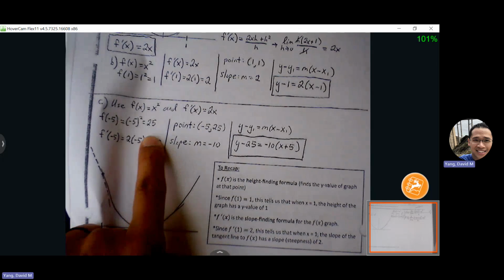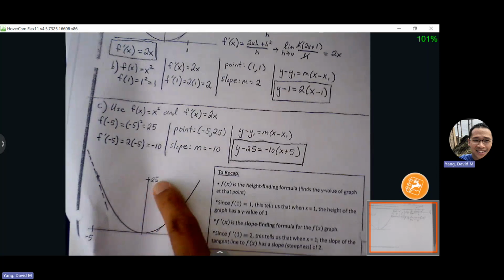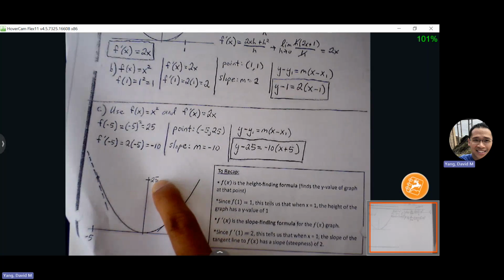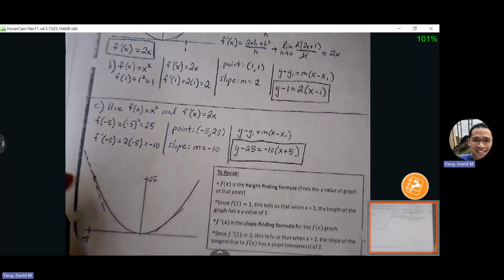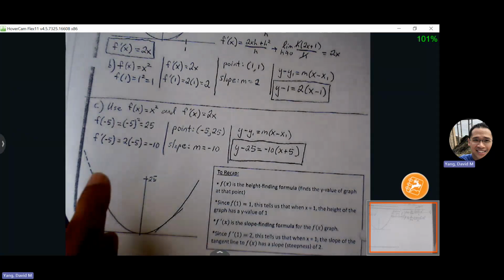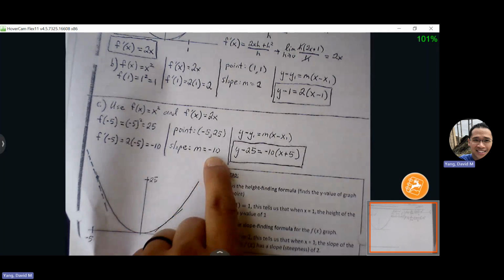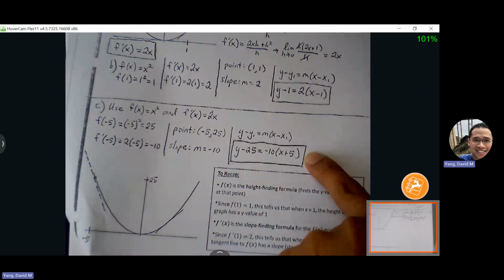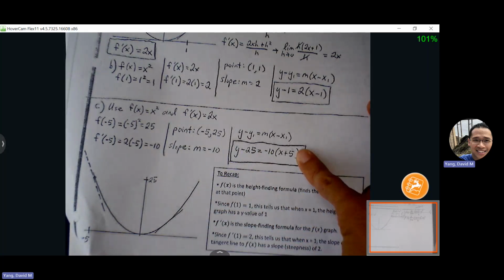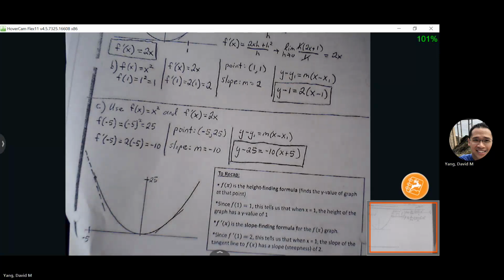Okay, so we found our ordered pair to be -5, 25. So maybe a point that looks like this. Maybe it's not scaled correctly, but that's the idea. Our slope is -10. You can expect that as you move further and further away from the origin, the steepness of your parabola is going to create a larger negative value. So then you have your ordered pair and your slope, put in the point slope form. You can leave it in this form, and this is essentially describing the equation of this line here.